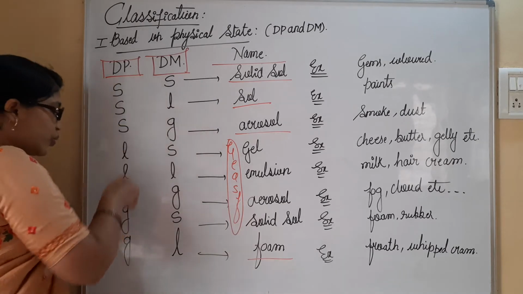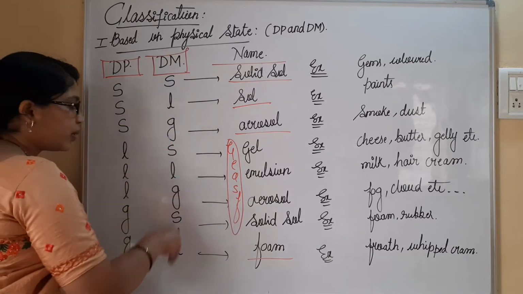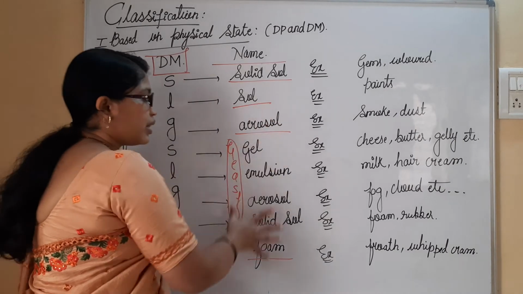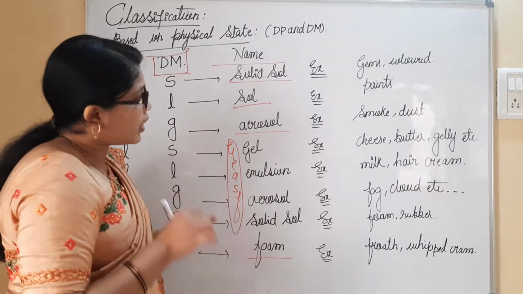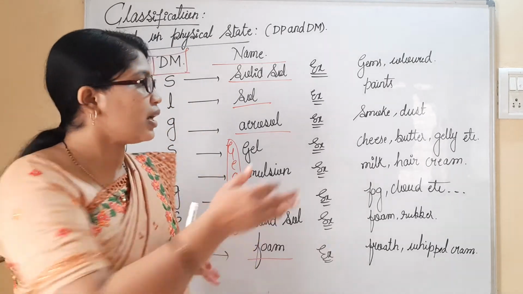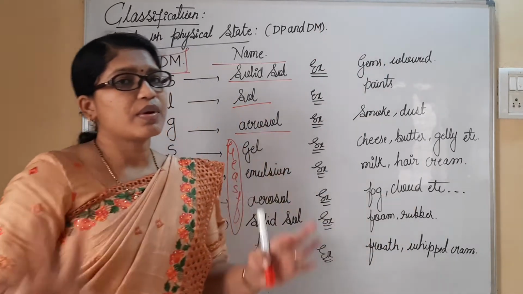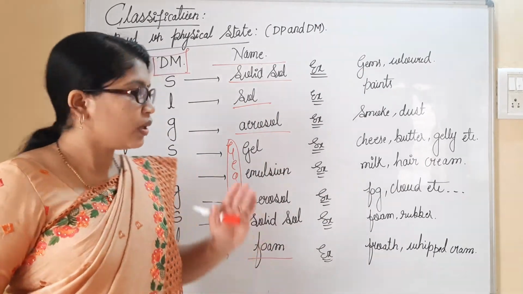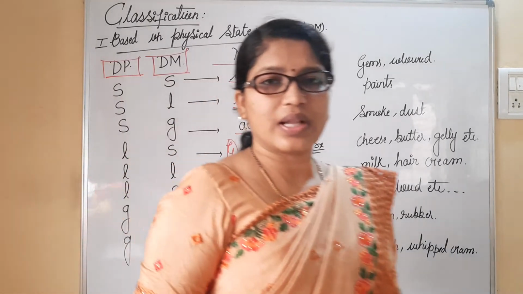Once you are able to write this pattern, remembering these things are very easy. Once you conclude which colloid it is, examples are said to be very much easiest. Understood? Please do copy this. We'll move to next.